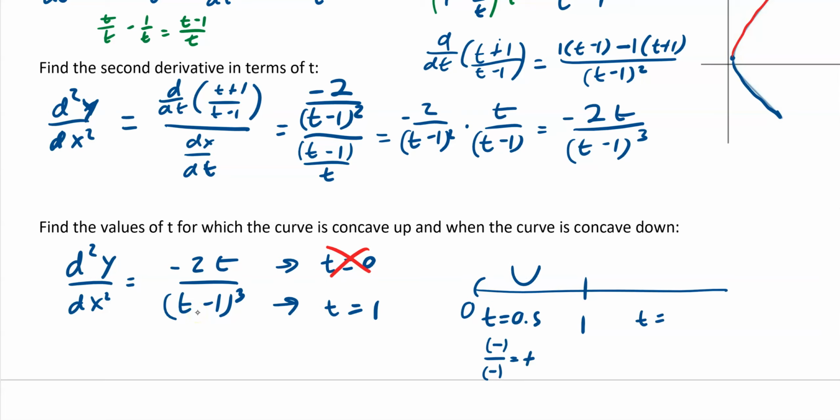Now something to the right, how about 100? Because it's nice and large. 100 on the top would be negative. 100 minus 1 is positive. So it's negative. So again, concave down. So it matches our graph here. Let's look at Desmos.